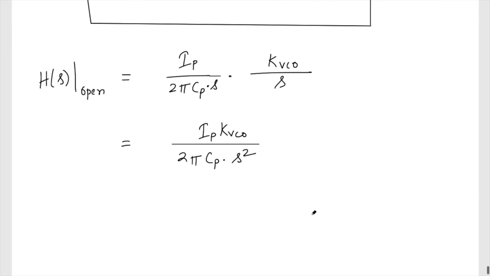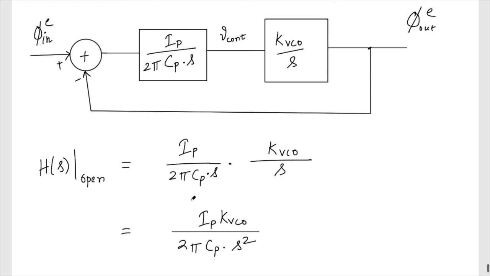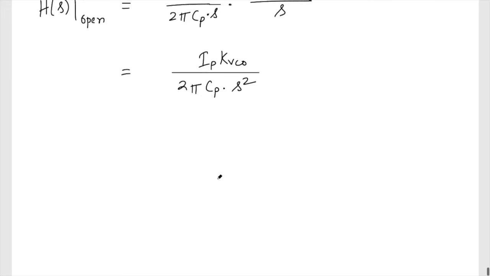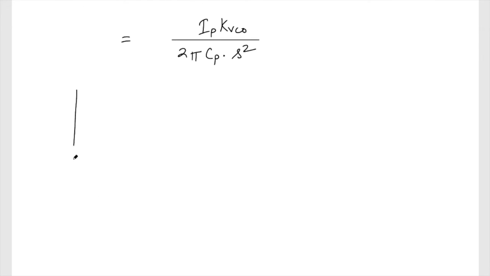Now if you see, this system has two poles in the origin. The open loop transfer function has two poles on the origin. Because of having two poles in the origin, this system is going to become unstable, because if I try to draw the open loop transfer function of this one, this is what I'm going to get.